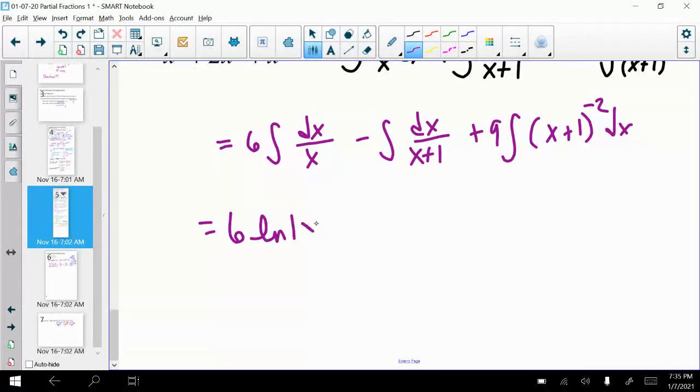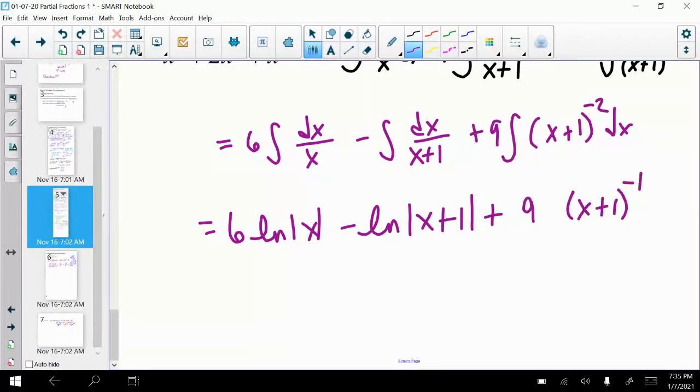6 natural log of absolute value of x minus natural log of absolute value of x plus 1 plus 9. And then this is going to be x plus 1. Add 1 to the exponent, negative 1. Divide by its old exponent, so it's going to be minus 9. Minus, I promise my pen was minus 9, and then plus C.